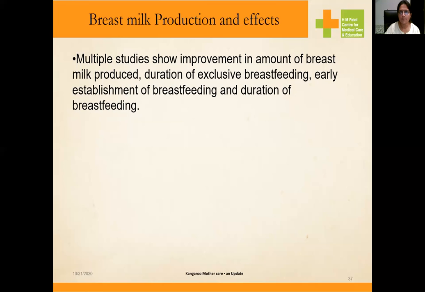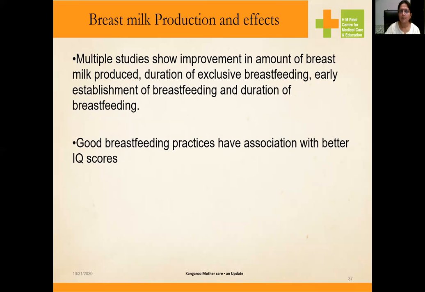The second effect is due to breast milk production and its effect. Multiple studies have shown improvement in the amount of breast milk which is produced, duration of exclusive breastfeeding, early establishment of breastfeeding, and duration of breastfeeding itself. And good breastfeeding practices have an association with better IQ scores.